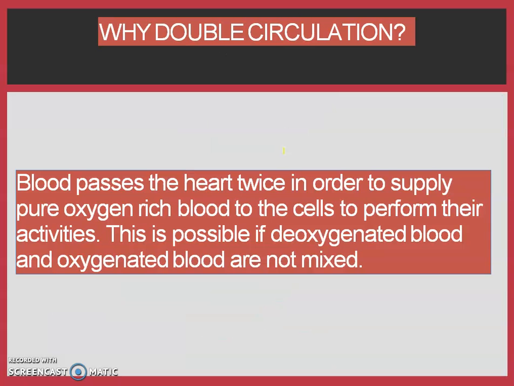Coming to why double circulation is necessary: blood passes through the heart twice in order to supply pure, oxygen-rich blood to the cells to help them perform their activities. This is possible only if deoxygenated blood and oxygenated blood are not mixed. Double circulation helps in keeping the oxygenated and deoxygenated blood away from each other. They never mix.